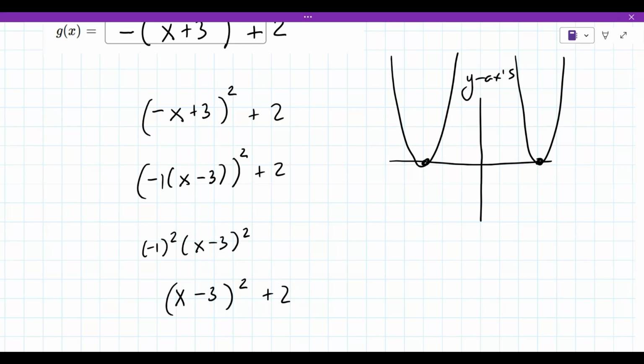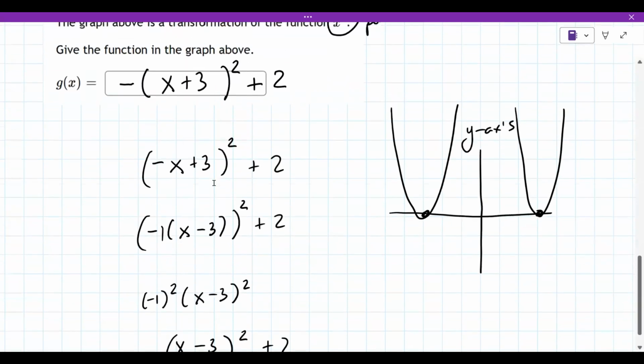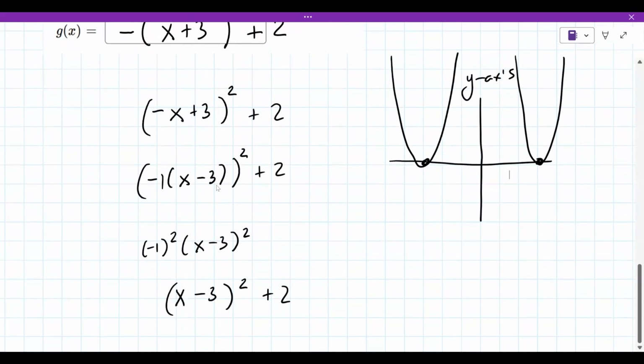And then negative x minus 3 would be completely on the other side. And that's where you're doing the multiplication there.